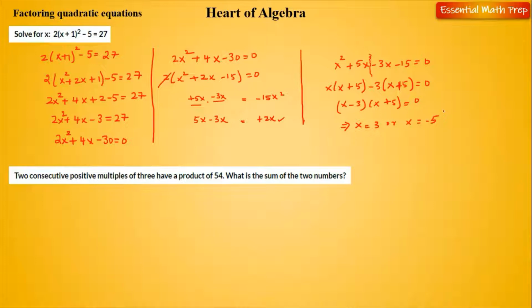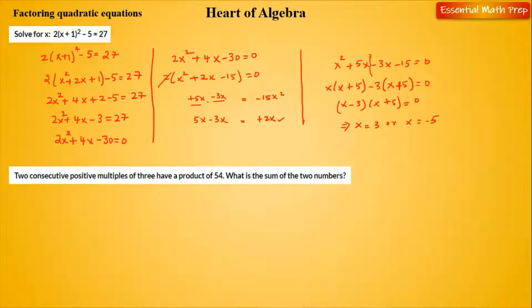So let's go ahead and solve the second problem. What I like about the second problem is it doesn't actually give you an actual quadratic expression. Instead, what it asks you is the key component of a quadratic problem, that is to figure out the two terms that give you the roots of the quadratic equation. So the problem states: 2 consecutive positive multiples of 3 have a product of 54. What is the sum of the two numbers?